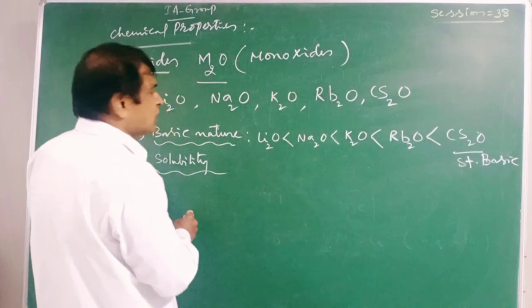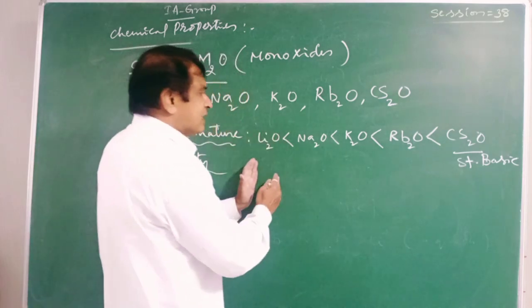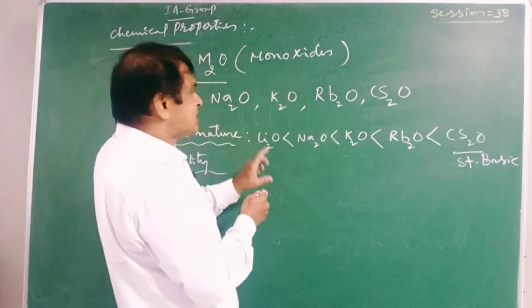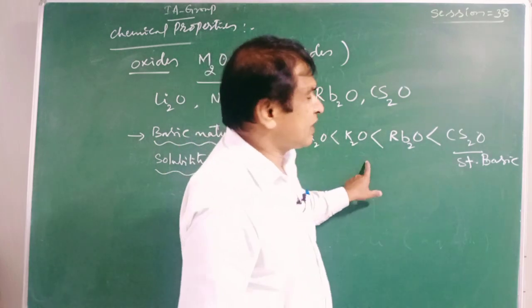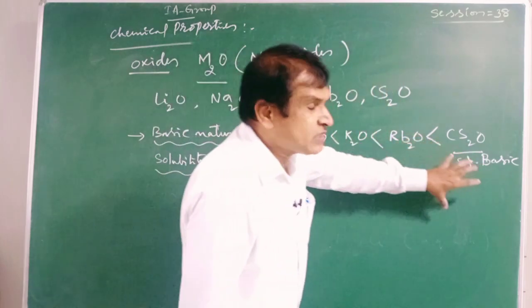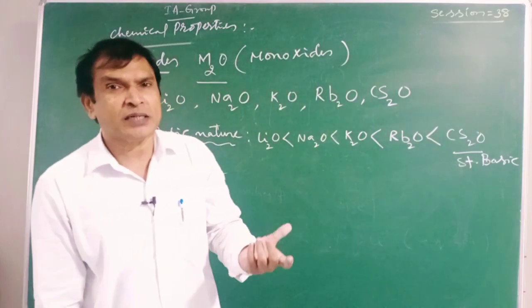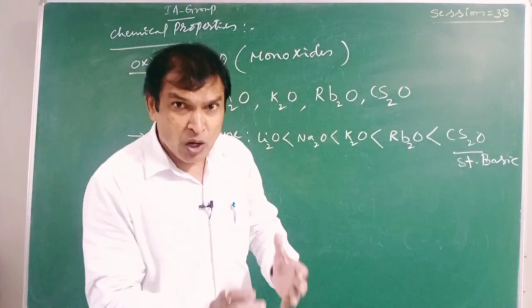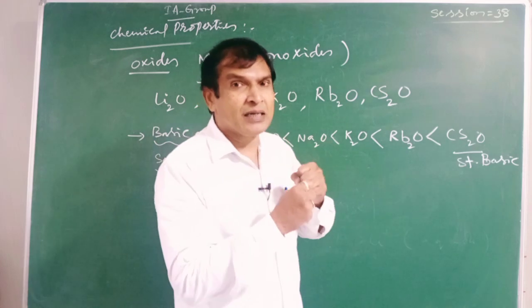That is solubility. The solubility of lithium oxide is less than sodium oxide, less than potassium oxide, less than rubidium oxide, and less than cesium oxide. So cesium oxide is more soluble in water and forms a strong basic solution, that is, an alkaline solution.